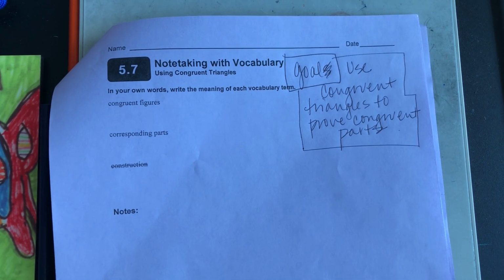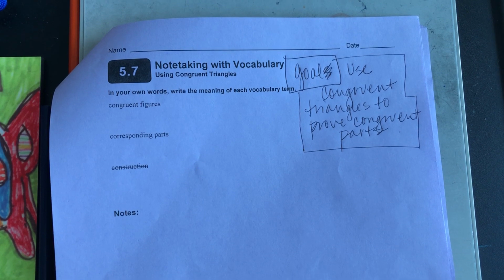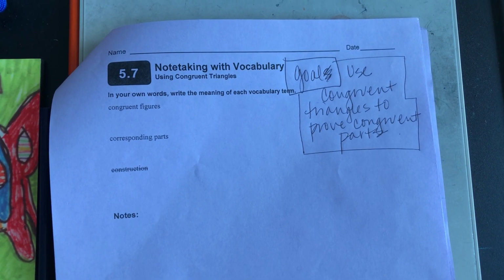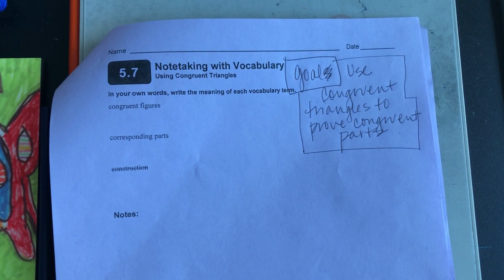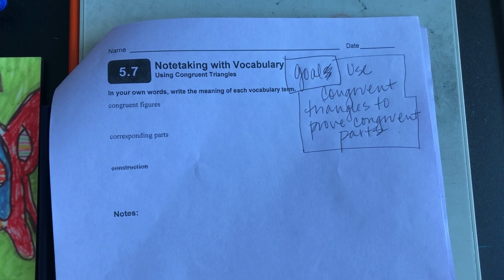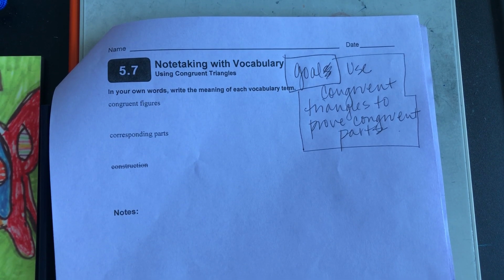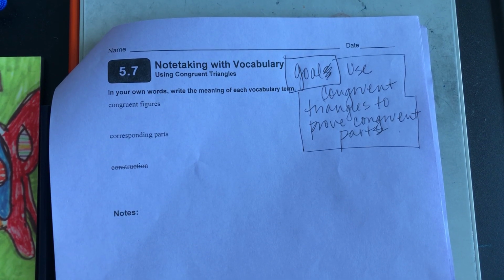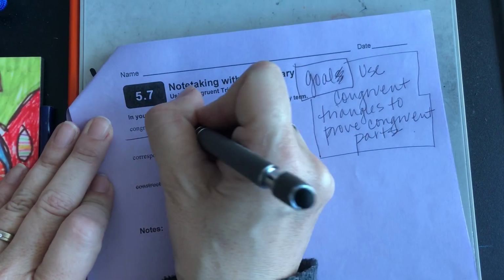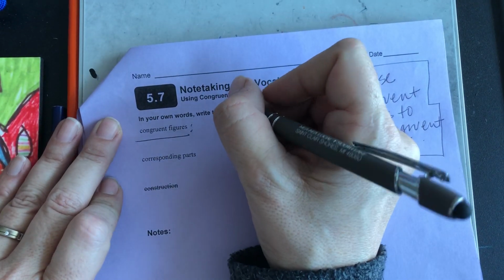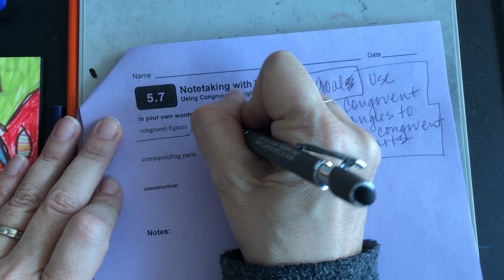Our to-do is going to be to try to prove two triangles are congruent using one of our congruence theorems, and then we can talk about the parts that aren't already marked congruent. Definition of congruent figures: figures that are the same size and shape. Same size, same shape.